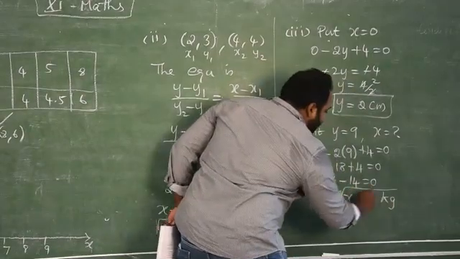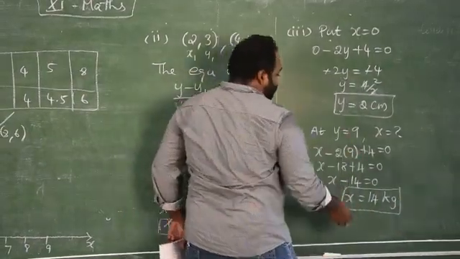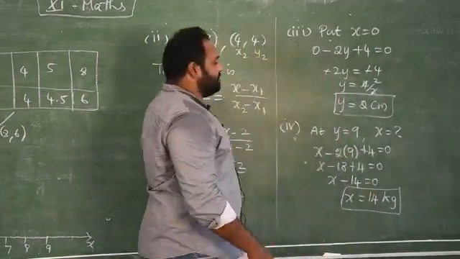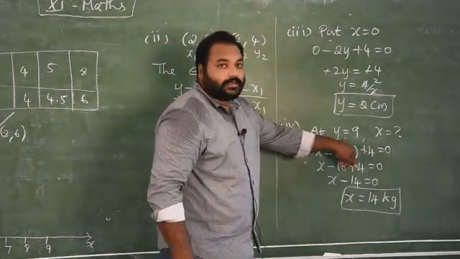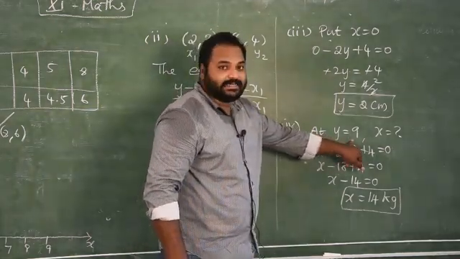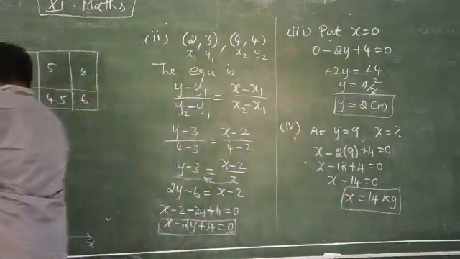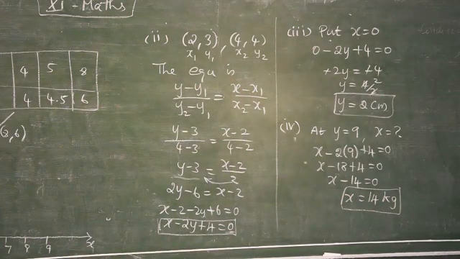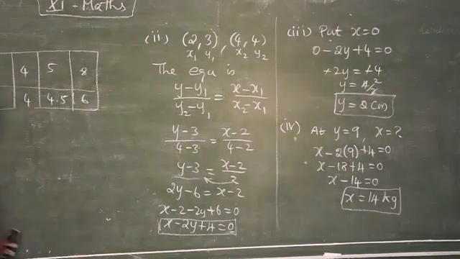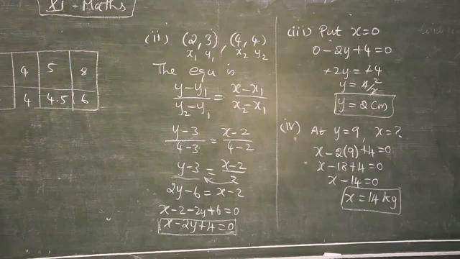So when you add 14 kilogram to the spring, it will stretch 9 centimeter. So the answer is 14 kilogram. Next, subdivision number 5.